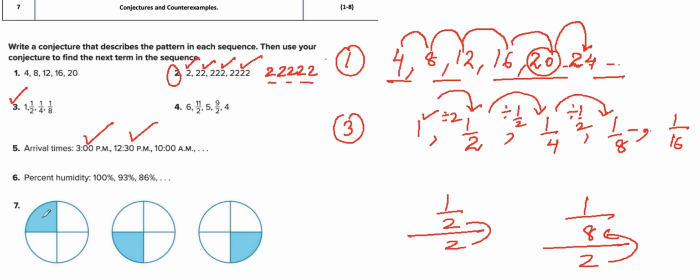Now here they have color. So what is next? Where will the color be? Which part will be colored? This part, the fourth one, the fourth quadrant, we say. So you can color here. That's it. So question number 7 is very easy.